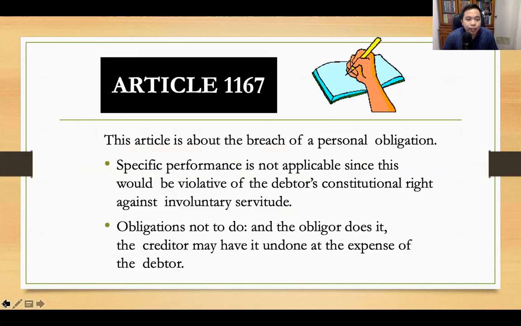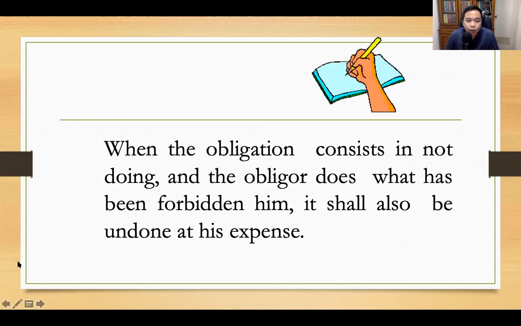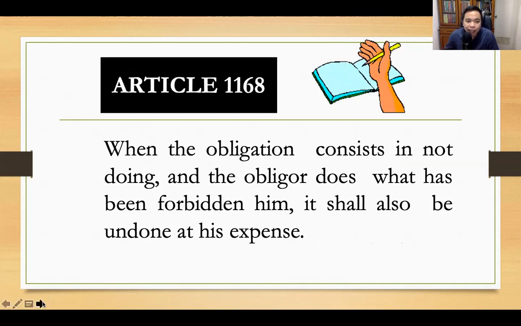So, Article 1167. This article is about the breach of a personal obligation. When a personal obligation is breached, what are the remedies? Specific performance is not applicable, since this will be violative of the debtor's constitutional right against involuntary servitude. In obligations not to do, if the obligor does it, the creditor may have it undone at the expense of the debtor. When the obligation consists in not doing and the obligor does what has been forbidden him, it shall also be undone at his expense. Okay?